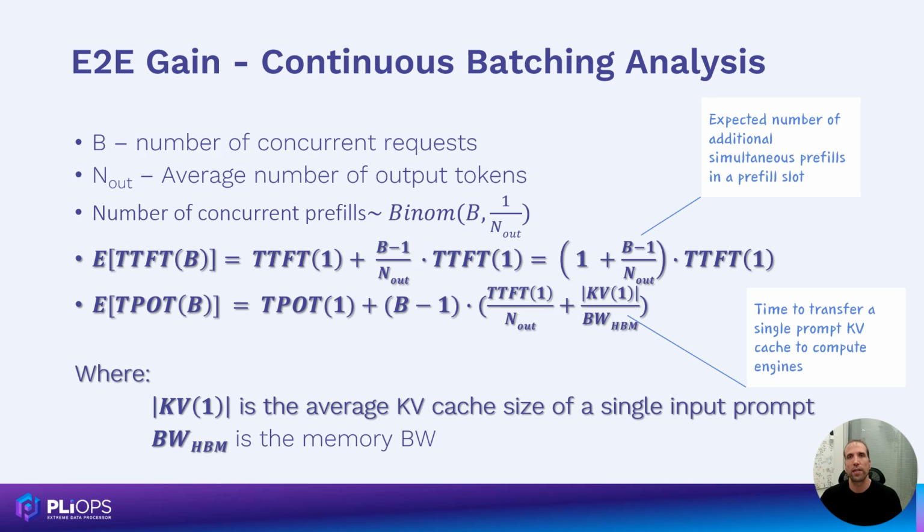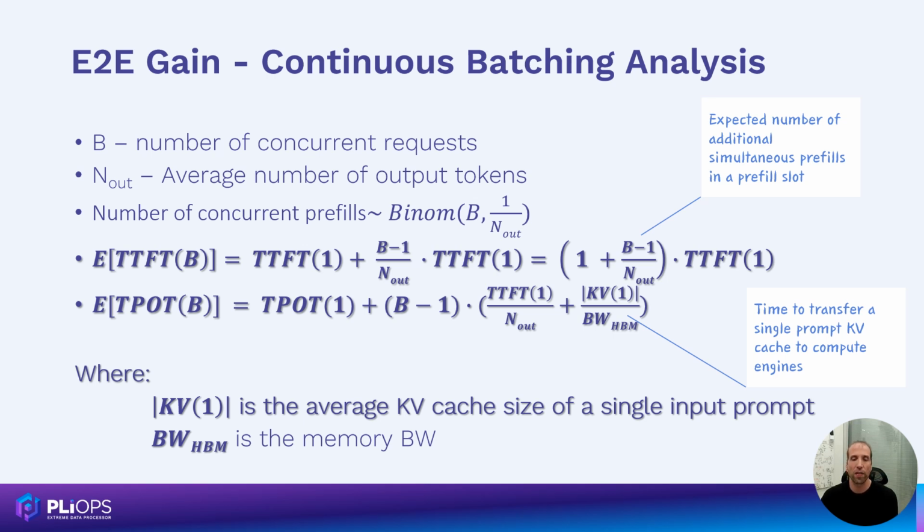In real-world deployments, inference workloads don't consist of a single request at a time. There are multiple concurrent requests, and the system must handle both prefill and decode stages. So let's go over the new variables that we need for this part of the analysis. First, B, the batch size, represents how many queries are being processed simultaneously in the system. Nout is the average number of output tokens. And the interesting thing that we base our analysis on is the number of concurrent prefills. It turns out that it approximately follows a binomial distribution.